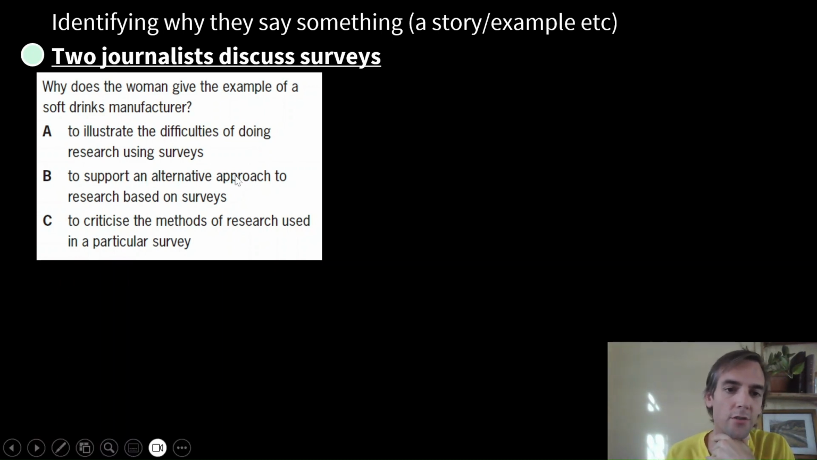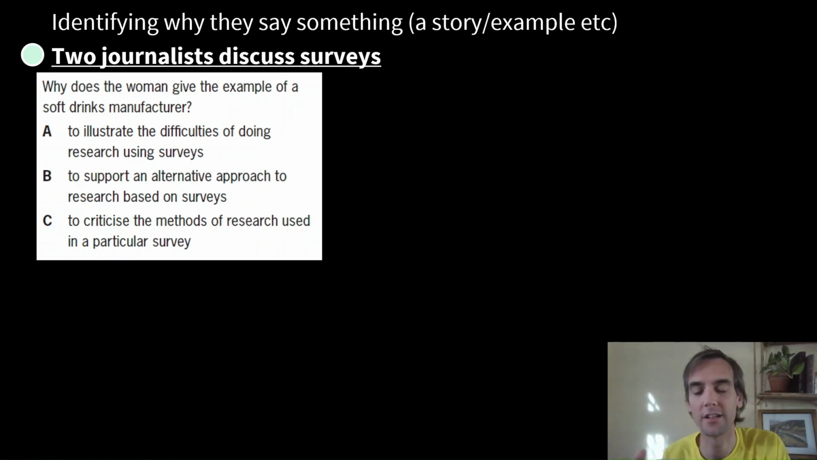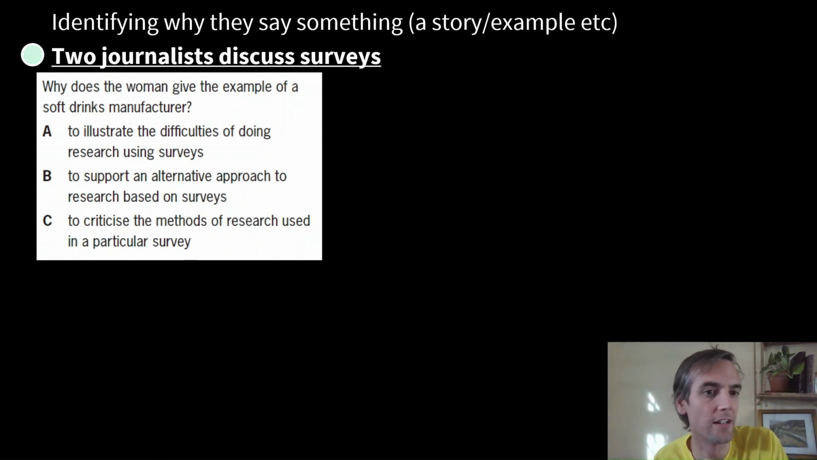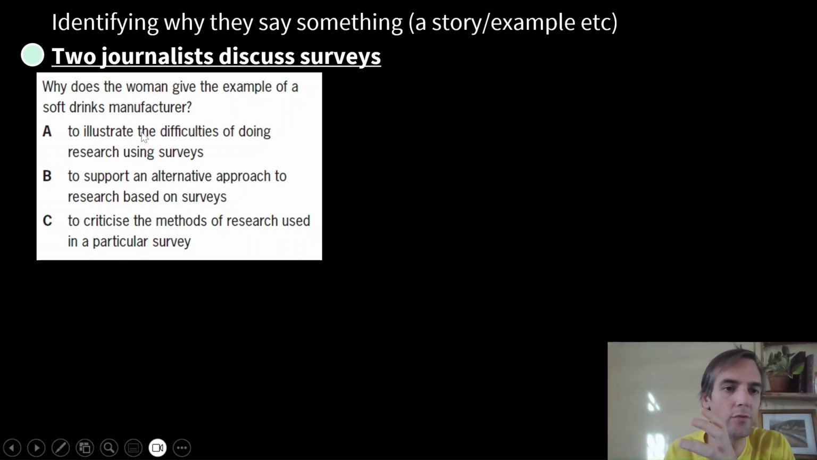To support an alternative approach to research based on surveys. So you don't have to do research on surveys. Here's an example from a soft drinks manufacturer to say why. To criticize the methods of research used in a particular survey. Oh, I heard one very bad survey from a soft drinks manufacturer where they did everything wrong. The method was bad. So this example, what is it doing? What purpose does it have?